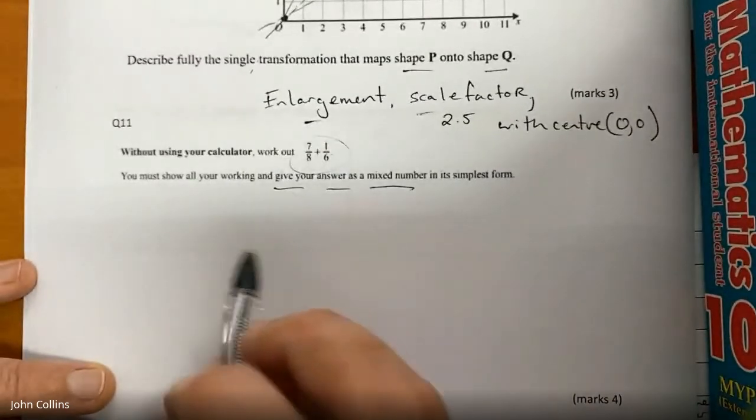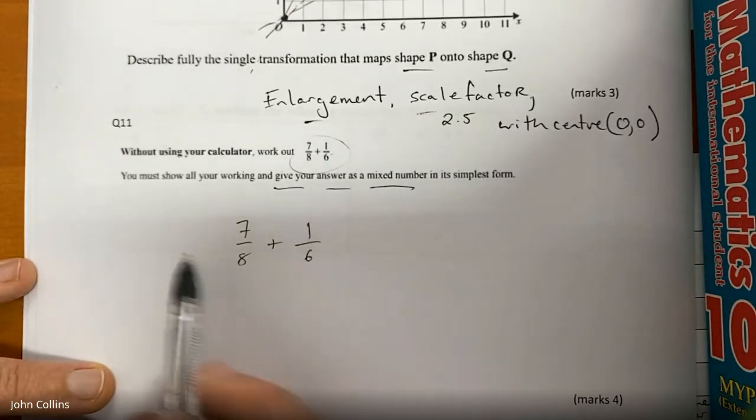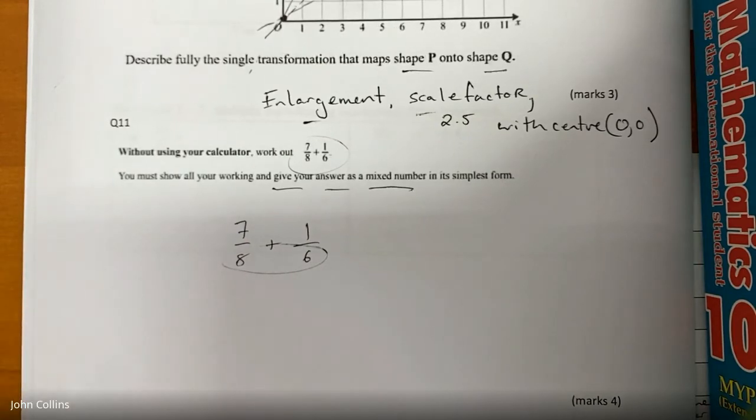But let's show you how to do it. 7/8 and 1/6. So we're talking about factors again here. 8 and 6. What's the lowest multiples here? What's the lowest common multiple of those two? Well, 48 definitely works, but I think 24 is.